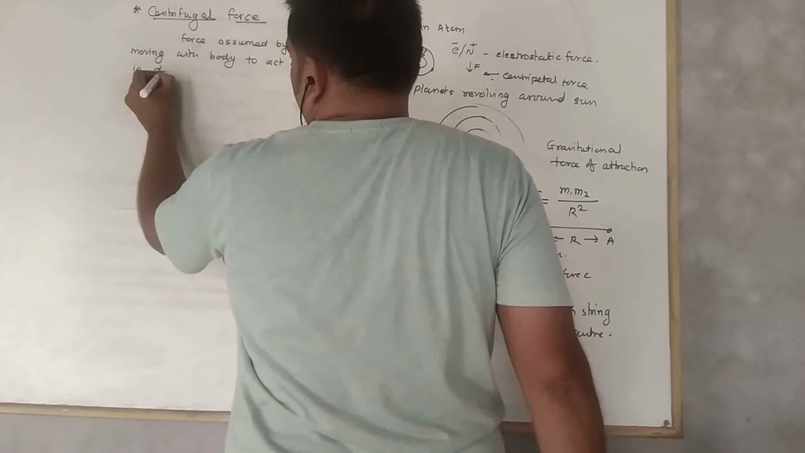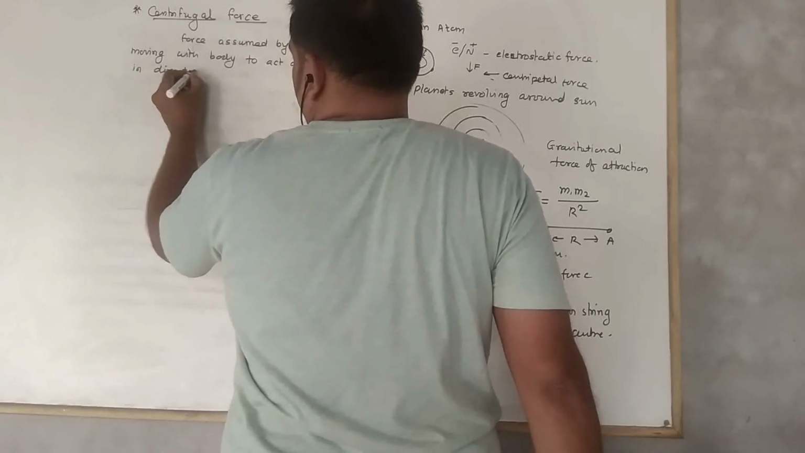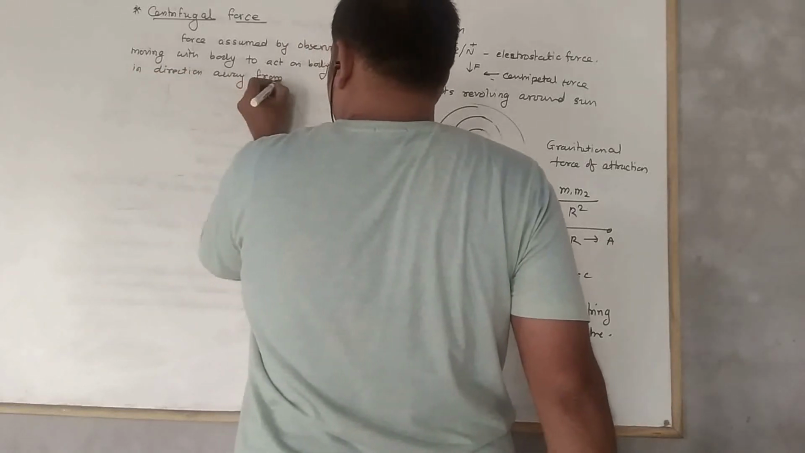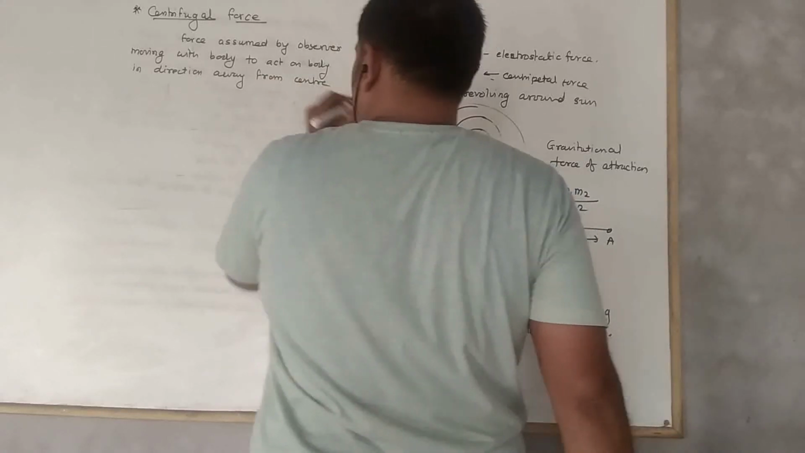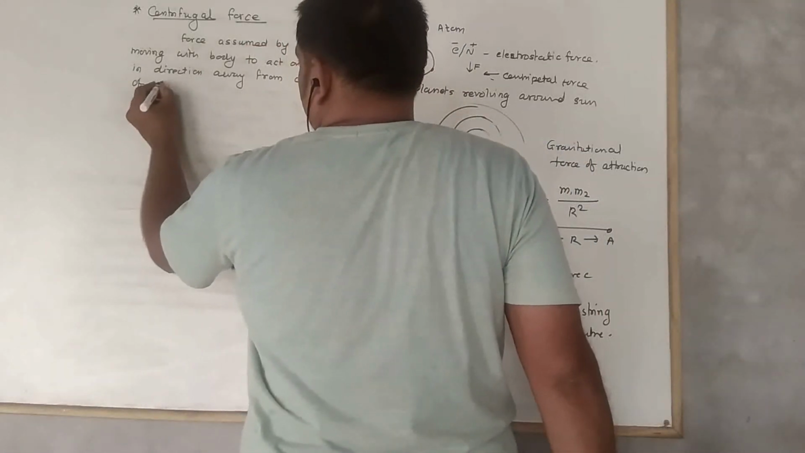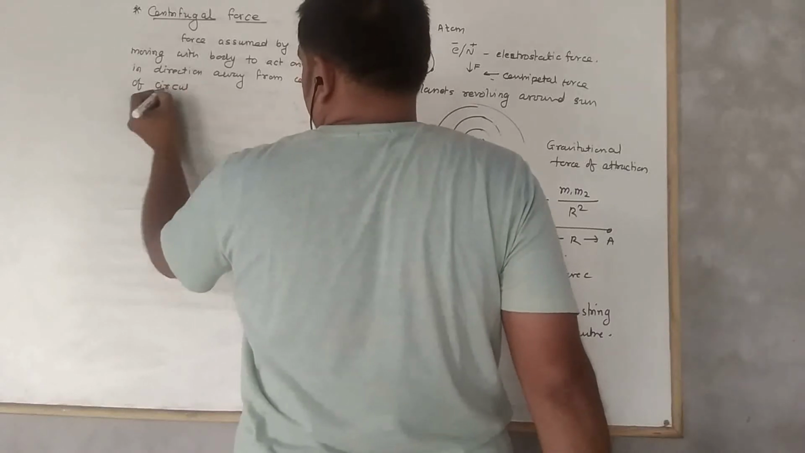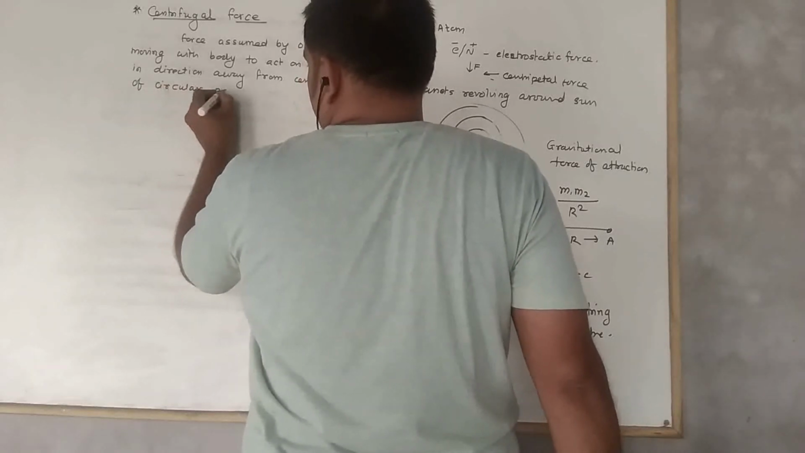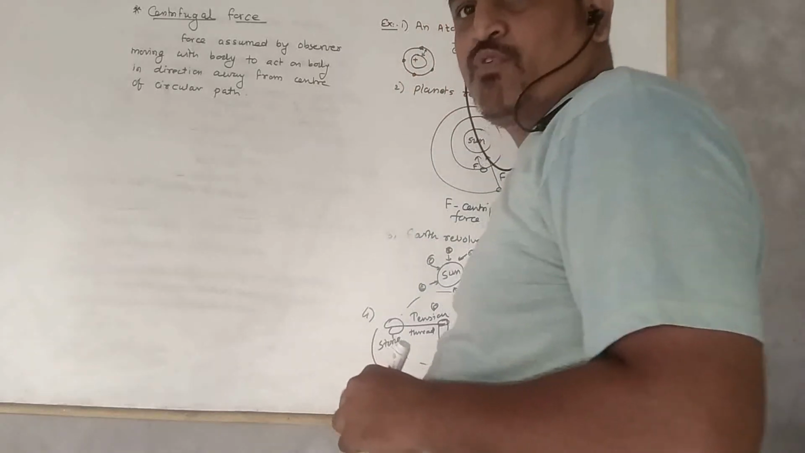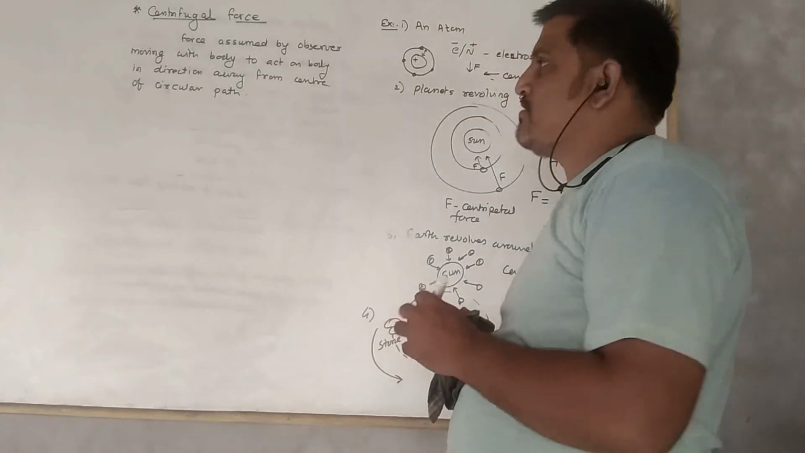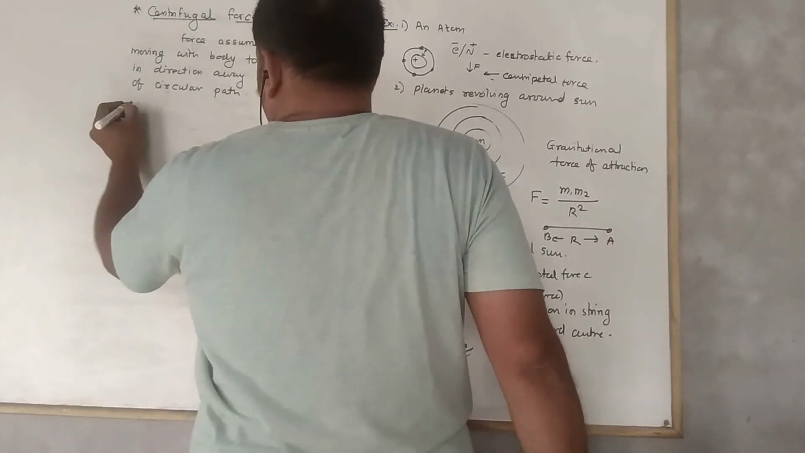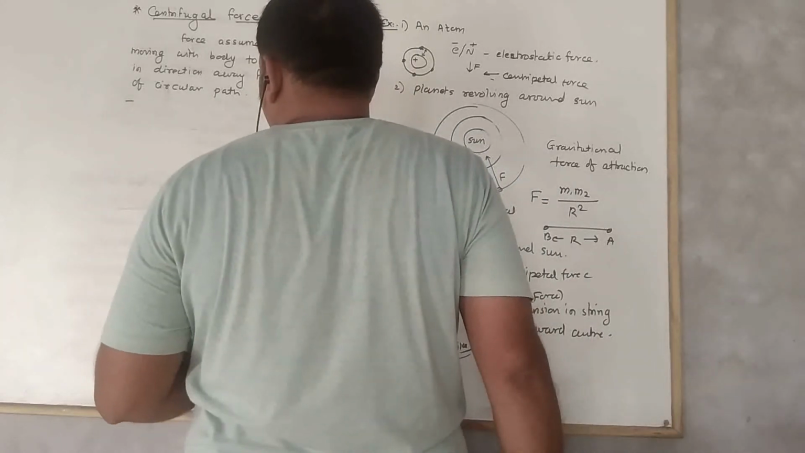in a direction away from the center, away from the center of the circular path. Okay, that is known as what? Centrifugal force. Okay, this is known as centrifugal force. Now, what is this centrifugal force?